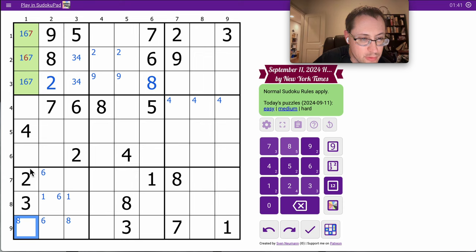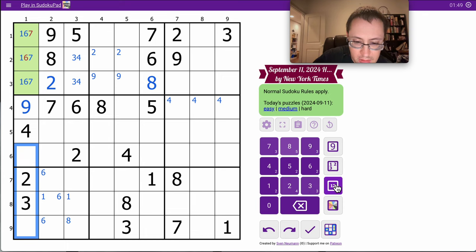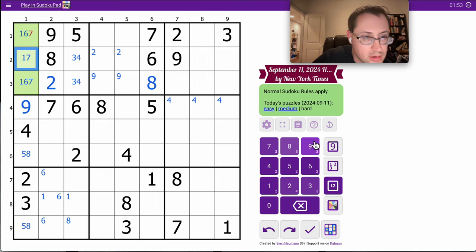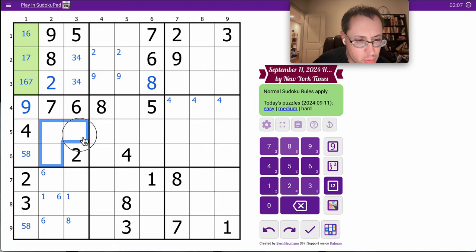So these three are 5, 8, 9. That one sees 5 and 8. It must be 9. Those two are 5, 8. Now, two can't. Nothing else looks in here, does it? 2, 4, 6, 7, 9. Okay, these are 1, 3, 5, 8.